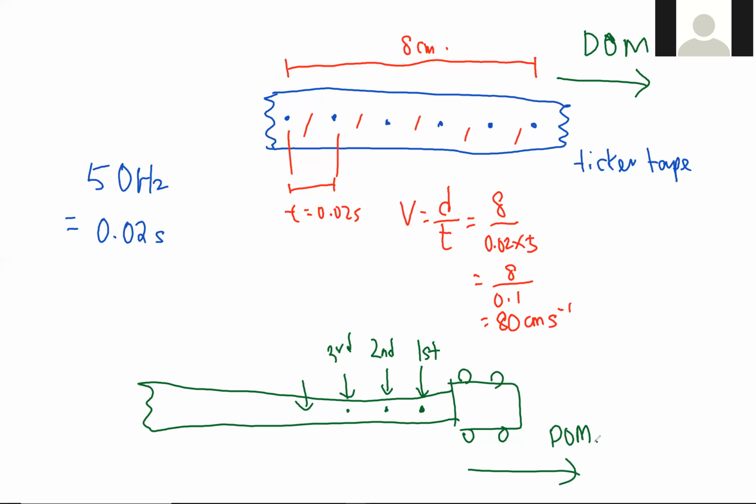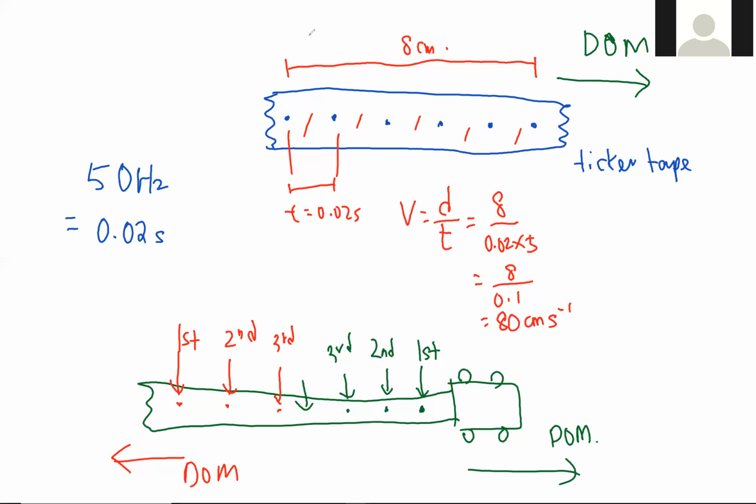Now, what happens if my direction of motion is to the left? Then you reverse it. If my direction of motion is to the left, meaning that this is my first dot, this is my second dot, this is my third dot, and the following. So direction of motion is very, very important. The first thing you want to do when you do a ticker timer question is look at the direction of motion, so that you know the first dot, second dot, and third dot. Okay, now back to this.